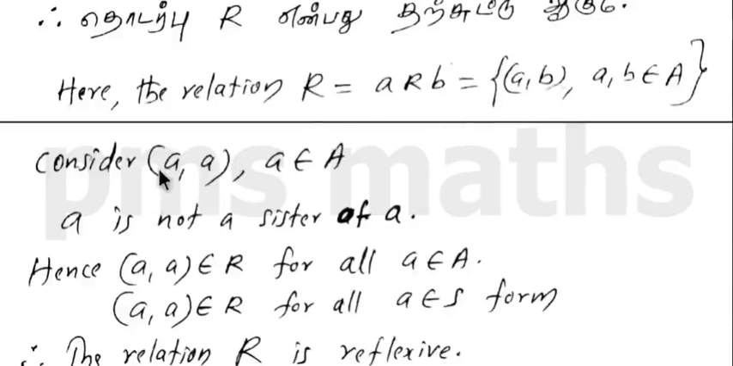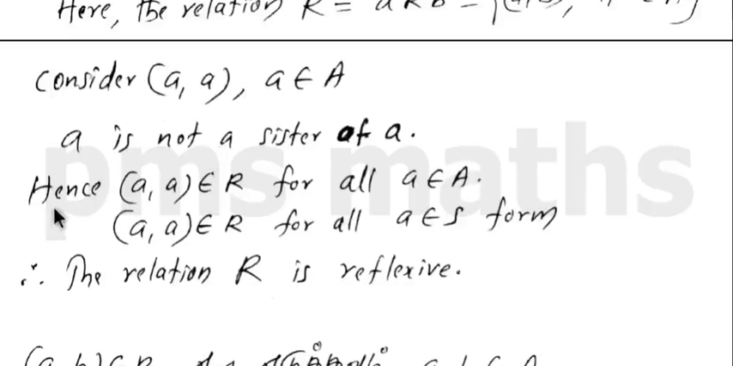We know that a person is not a sister of the same person. Generally, we can say a is not a sister of a. Therefore, we can say (a, a) belongs to R for all a belongs to A, that is, (a, a) belongs to R for all a belongs to S, where S is a general set. This is the condition for a reflexive relation. Here this condition is satisfied. Therefore, the relation R is reflexive.